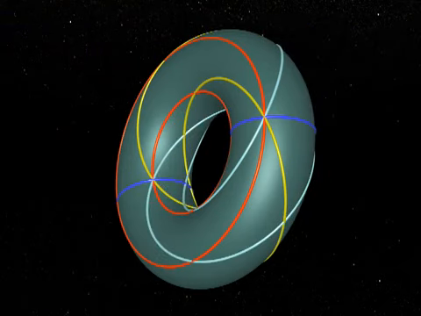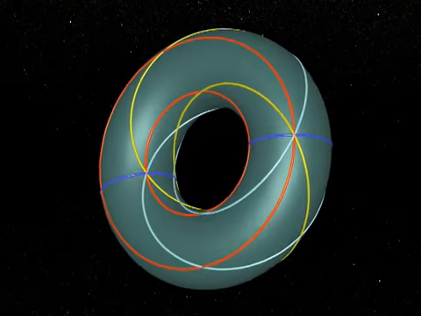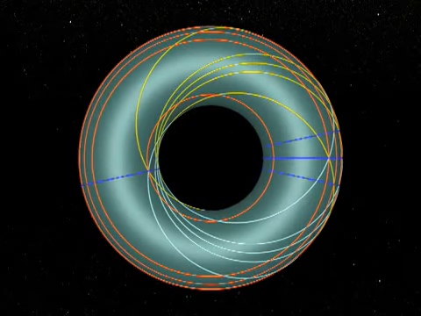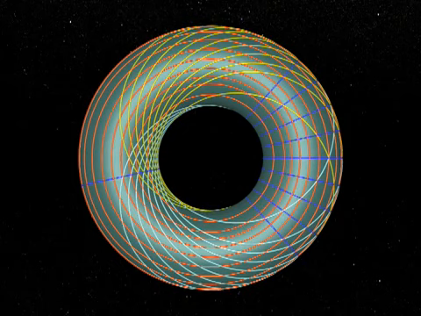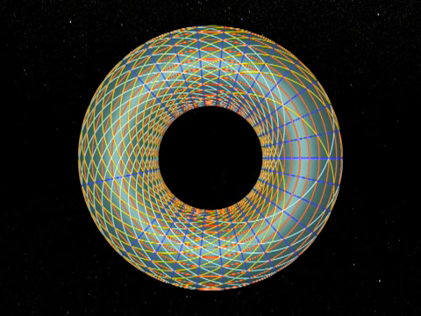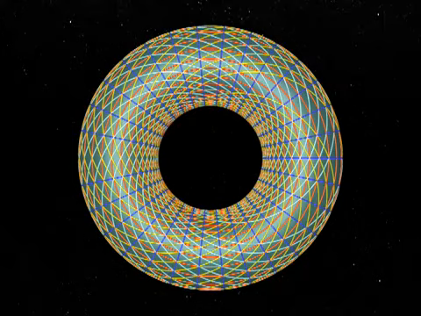2 circles of the same family do not intersect. A blue circle intersects a red circle in a single point. A yellow circle and a white circle intersect in 2 points. These are the Villarceau circles.